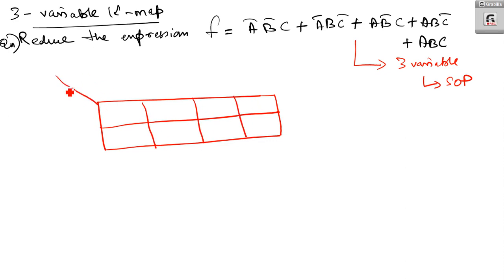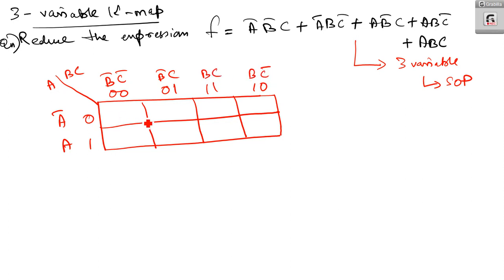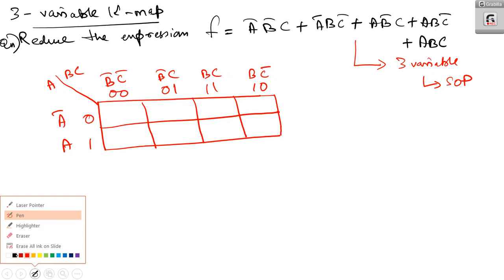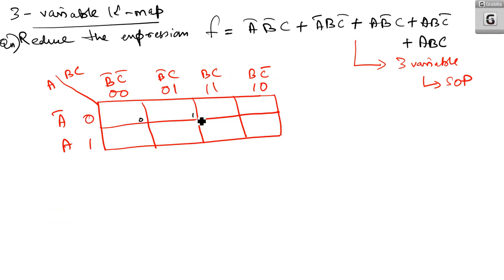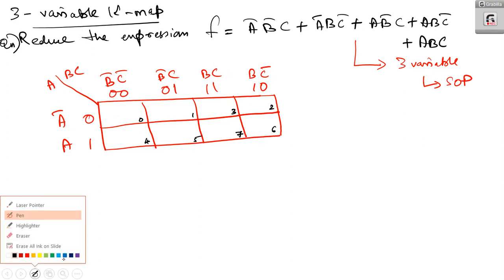So here we are having A, B, C: 0, 0, 0, 1, 1, 1, 1, 0, 0, 1. So here you are having A bar, A, B bar, C bar, B bar, C, B, C, B, C bar. Okay. So here if you are writing the corresponding decimal equivalents, 0, 1, 2, 3, 4, 5, 6, and 7.